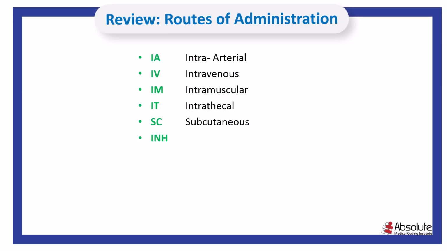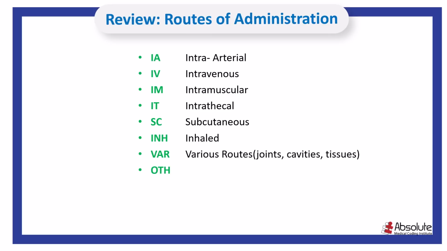SC, subcutaneous. INH, this is inhaled. VAR, this is various routes of injection. It could be joints, cavities, tissues. OTH, other routes such as suppositories, catheters, etc. Oral, we know what that is, through the mouth. Okay, so these are the routes of administration. You'll need to know it because the table of injectables will require that you know before you select the code, and we're going to show you in a moment.